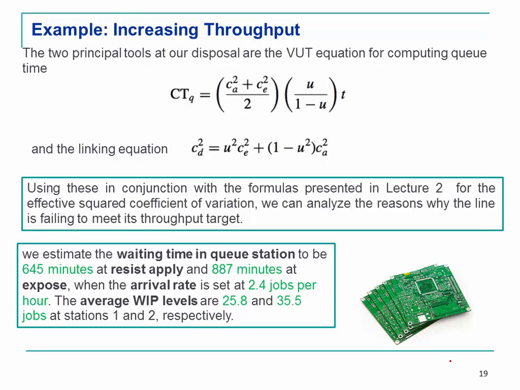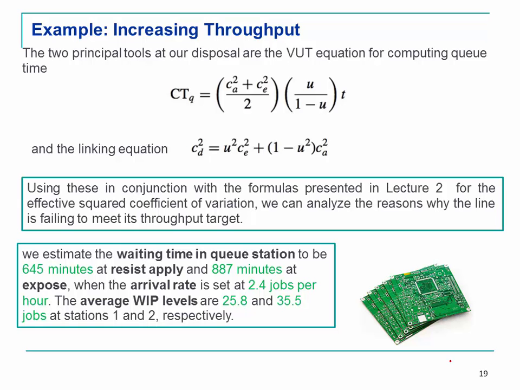So the two principal tools at our disposal are the VUT equation for computing the queue time and the linking equation, which is basically looking at the squared coefficient of variation of the departure process from the first machine to the second one. So using this in conjunction with the formulas presented in lecture 2 for the effective squared coefficient of variation, we can analyze the reasons why the line is failing to meet the throughput target.